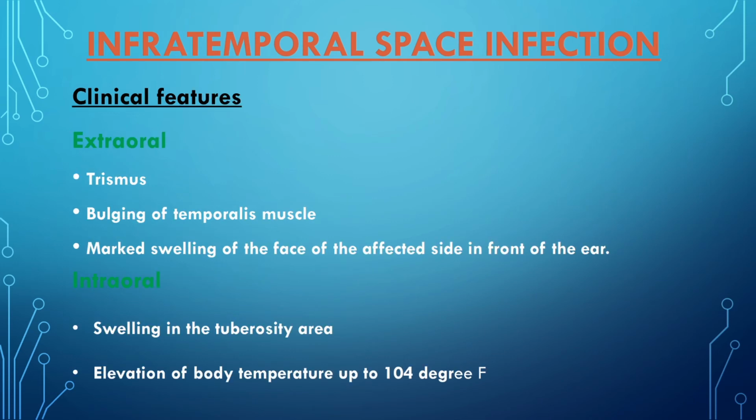The clinical features of infratemporal space infection include extraoral and intraoral findings. The extraoral findings include trismus, bulging of the temporalis muscle, swelling of the face in front of the ear on the affected side, and the eye is often closed and proptosed. The intraoral findings include swelling in the tuberosity area and elevation of body temperature up to 104 degrees Fahrenheit.